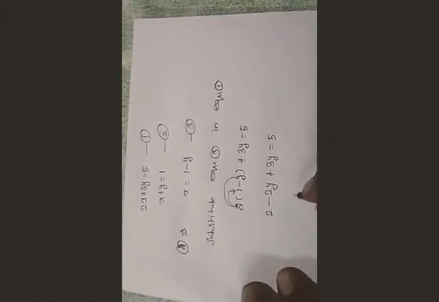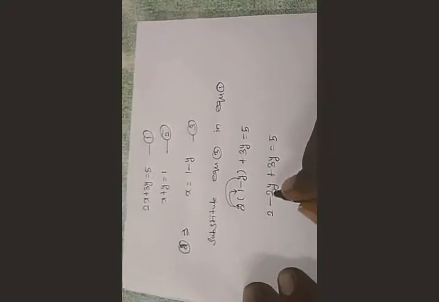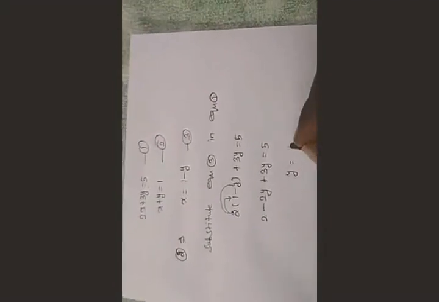Now the minus 2y and 3y are like terms. So minus 2 plus 3 is 1y. So y is equal to 5 minus 2, so y is equal to 3. The y value is 3.